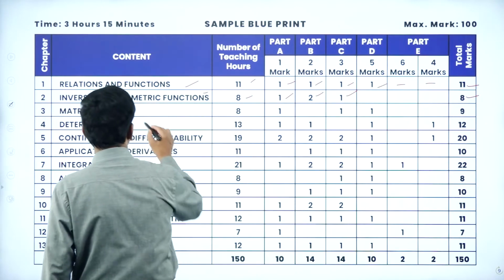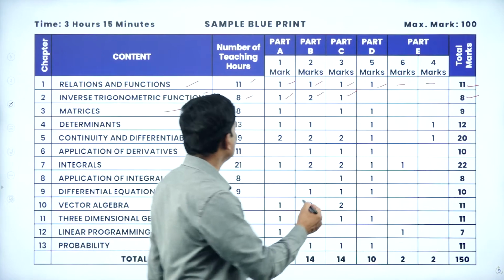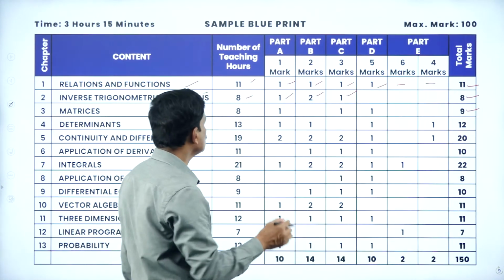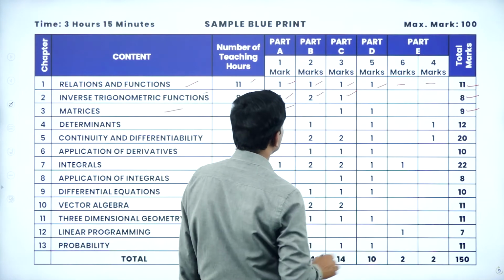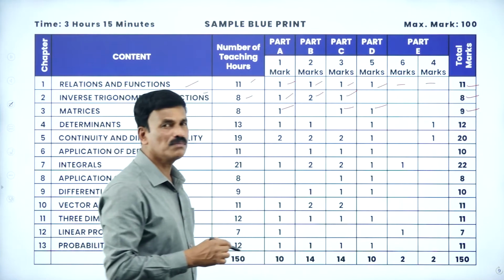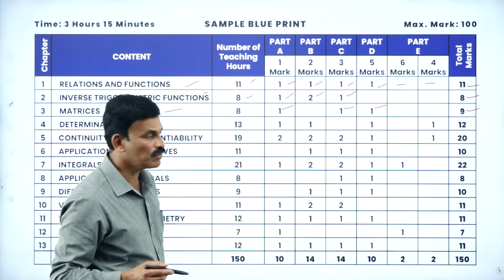Okay, whereas the next chapter is matrices. For matrices, the maximum marks you are going to get is 9 marks. In this, you will have one 1 mark question, no 2 marker, one 3 marks and one 5 marks question. So 5 plus 3 plus 1, that is nothing but 9 marks you are going to get for matrices.